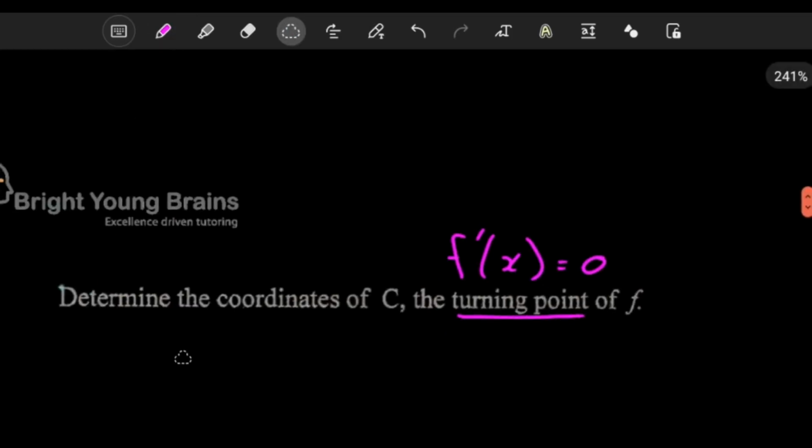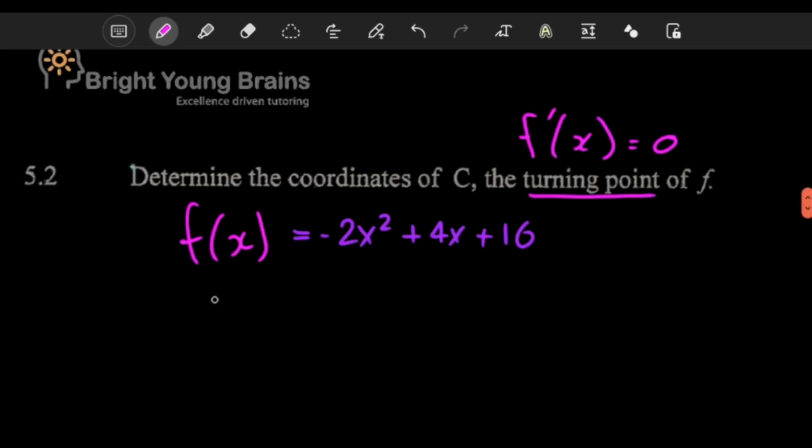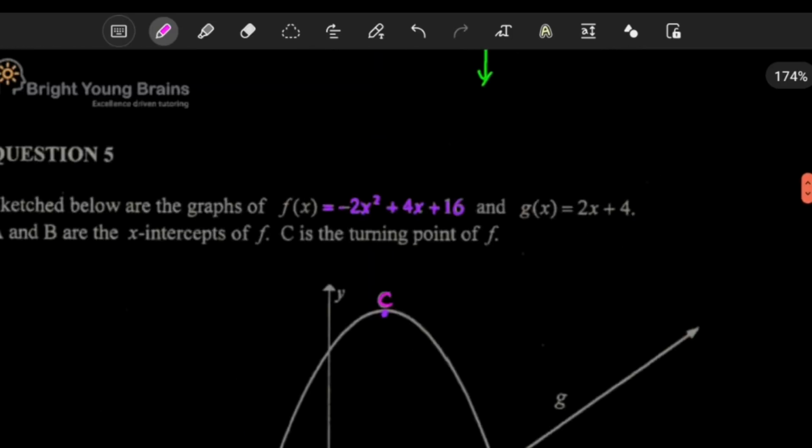So our equation originally, we know that it looks like this. For us to get the turning point, we have to differentiate and equate to 0, because remember, what we'll be saying is that at the turning point, the gradient there is 0.